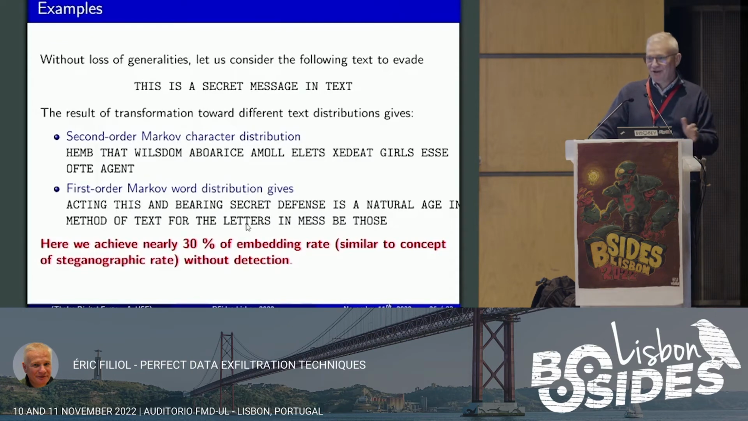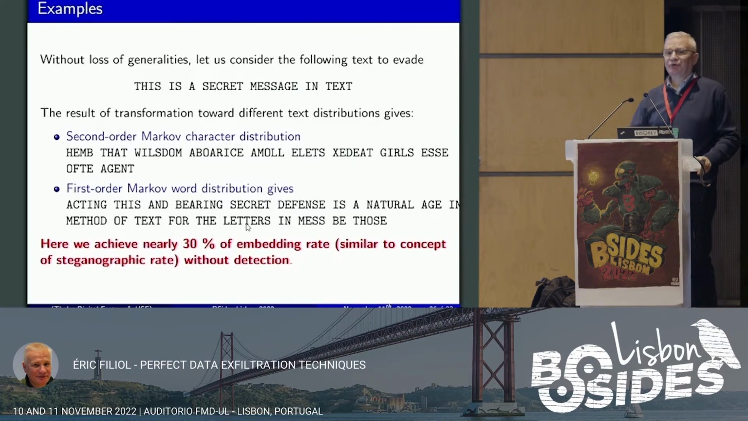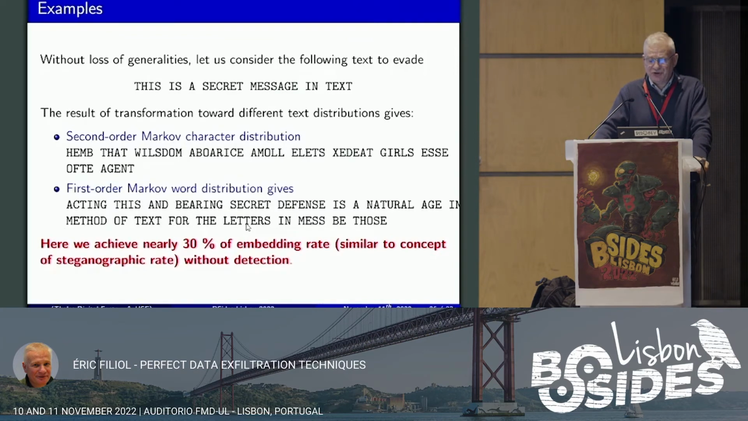I'm not that good in English, so I could imagine that it is real English, maybe old English, but it looks like English. Once again, because we suppose that only automated detection is in place. But here it's very important because we are able to have nearly 30% of embedding rate. Remember, steganography at the best, 3%. Here, 10 times more. And of course, without detection.